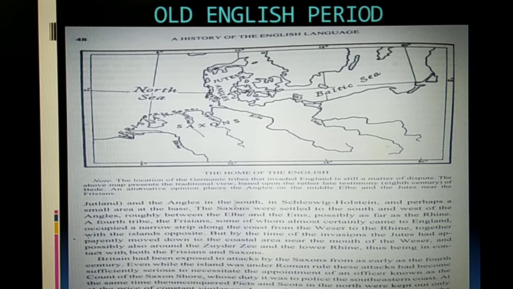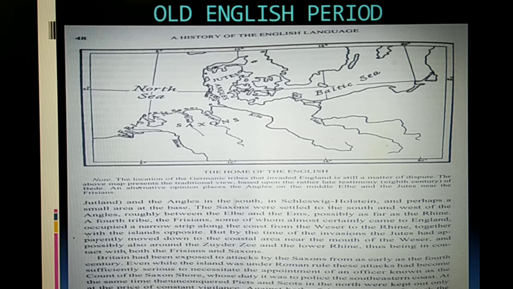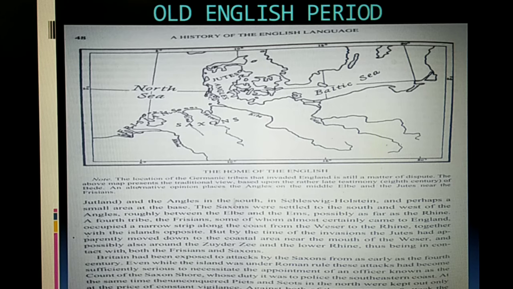Even while the island was under Roman rule, these attacks had become sufficiently serious to necessitate the appointment of an officer known as the Count of the Saxon Shore, whose duty it was to police the southeastern coast. At the same time, the unconquered Picts and Scots in the north were kept out only at the price of constant vigilance. Against both of these sources of attack, the Roman organization seems to have proved adequate.